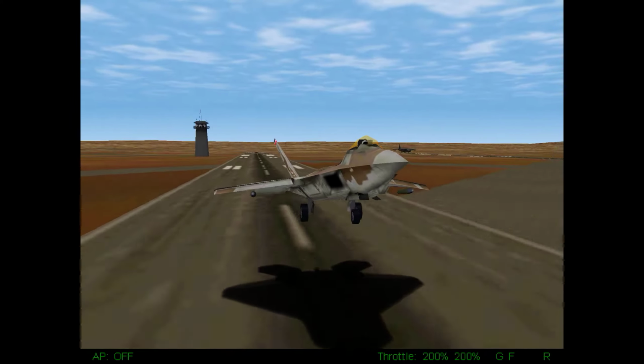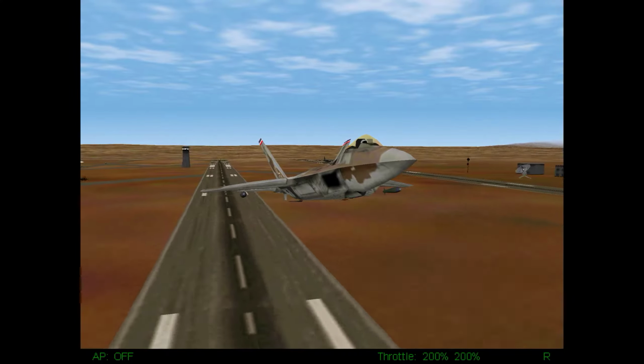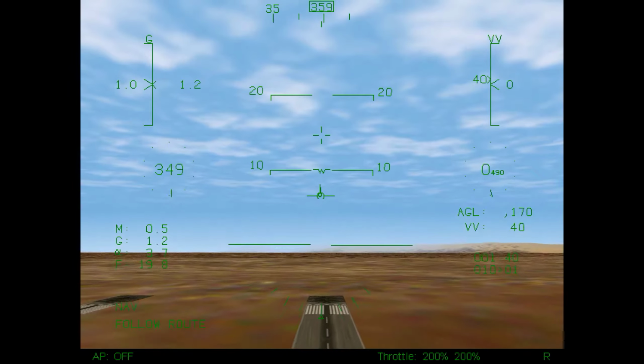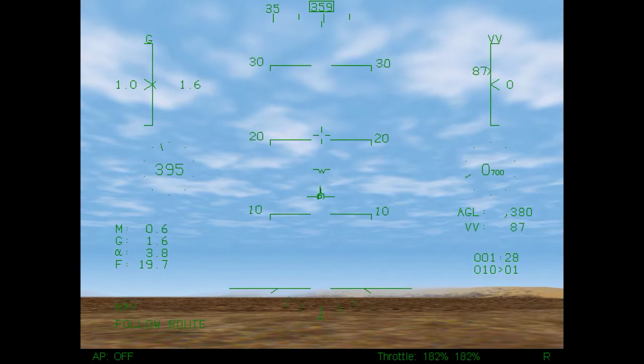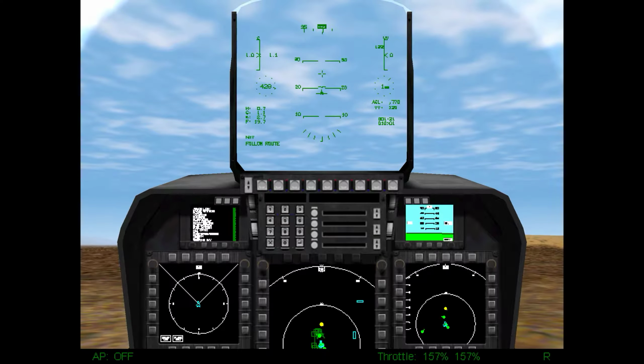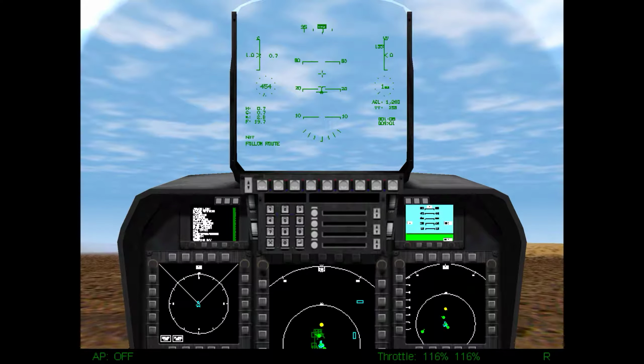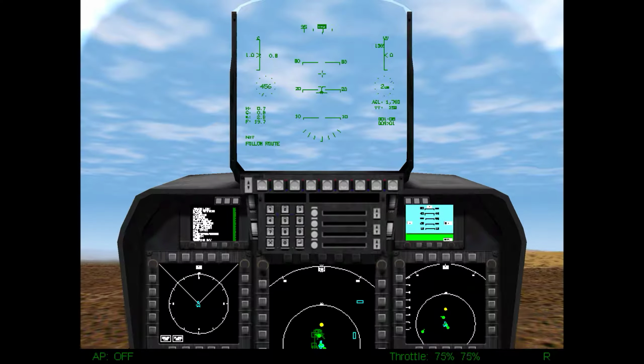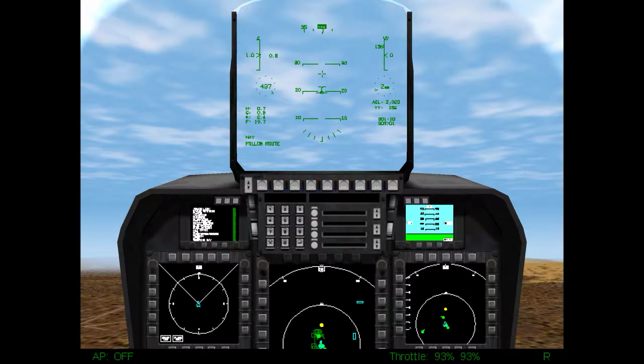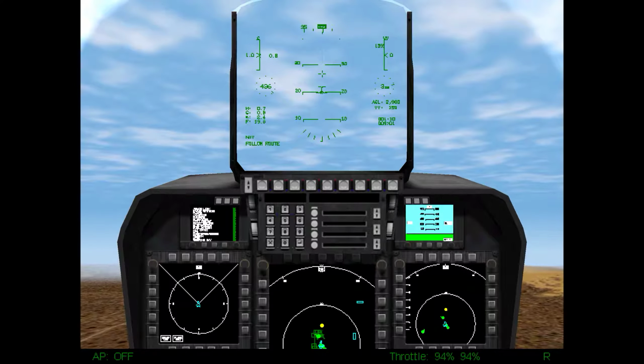Level off at or around 12,000 feet. Go to your first steer point so we can get this show on the road. Press the 9 key to reduce your engine power to cruise setting. Leaving your engines on afterburner will use up all your fuel, or it may cause the aircraft to go to max velocity, or Vmax, and cause damage to your aircraft.